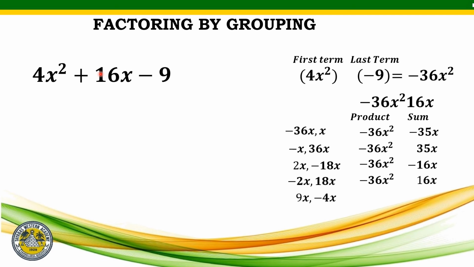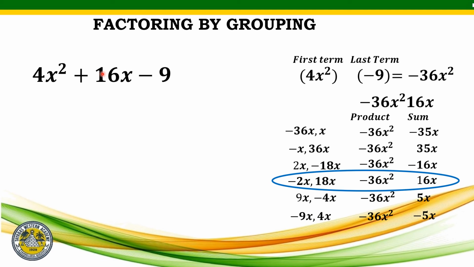Next is 9x and negative 4x. The product is negative 36x squared. Kapag pinag-add, 5x. Then we have negative 9x and positive 4x. The product is negative 36x squared. Kapag pinag-add, negative 5x. So, alin dito sa mga factor na to na kapag pinag-add natin, 16x ang answer. So, that is negative 2x and 18x. So, yan yung ating i-insert doon sa ating given equation. Ipapalit natin doon sa ating positive 16x.